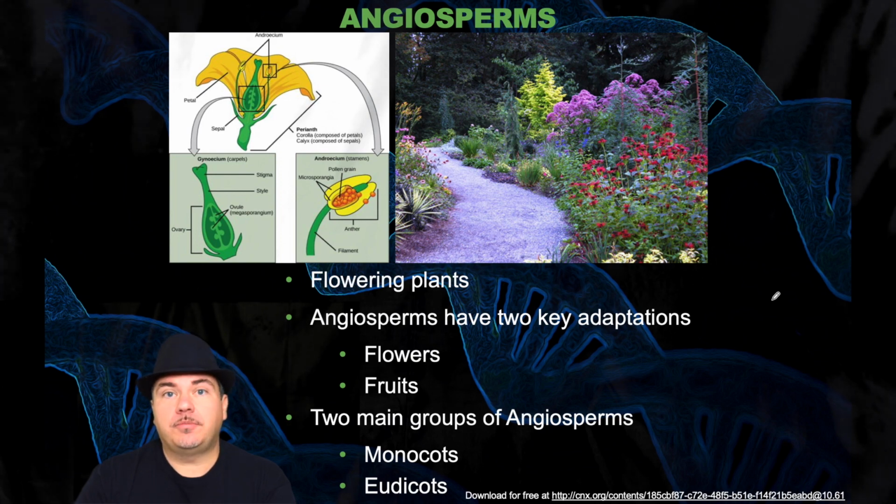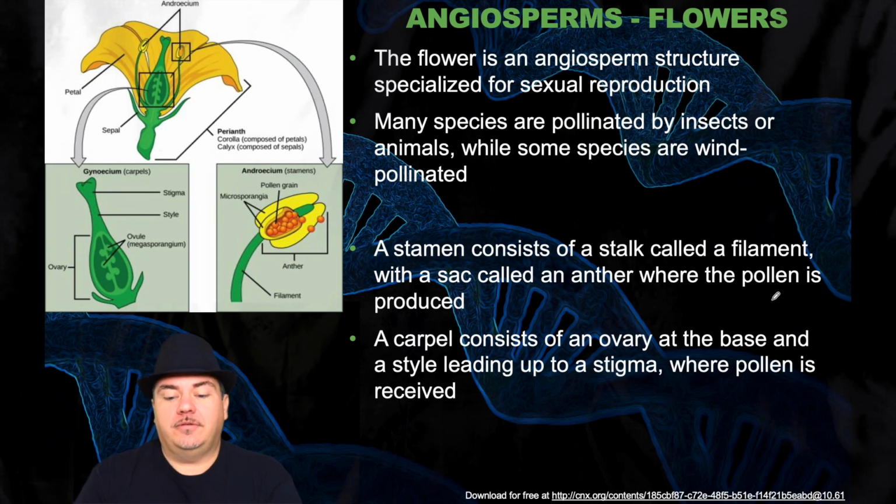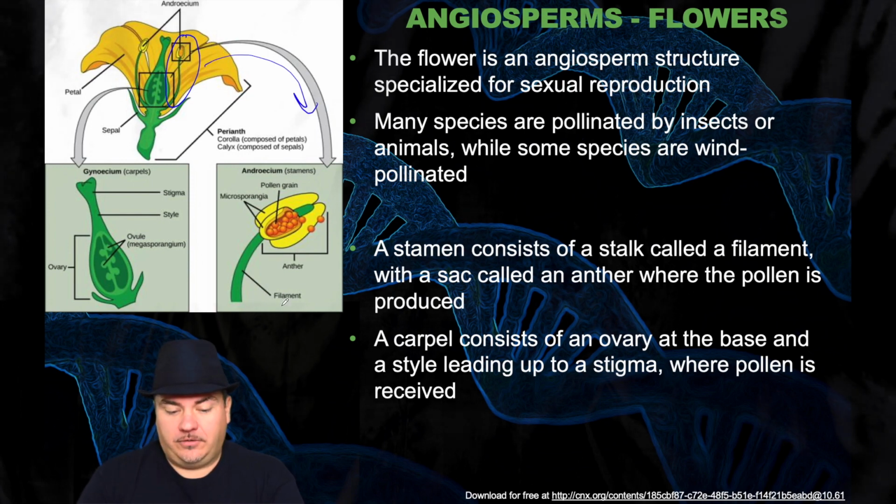There are 2 main groups of Angiosperms, that's the monocots and the eudicots. So Angiosperms have flowers. The flower is an angiosperm structure specialized for sexual reproduction. Many species are pollinated by insects or by animals, so think about bees or hummingbirds, while some species are wind pollinated. Okay, within the flower, you have the stamens. The stamens consist of a stalk called a filament, with a sac called an anther, which is where the pollen is produced. Remember, inside the pollen you have the male gametophyte, which produces the sperm.